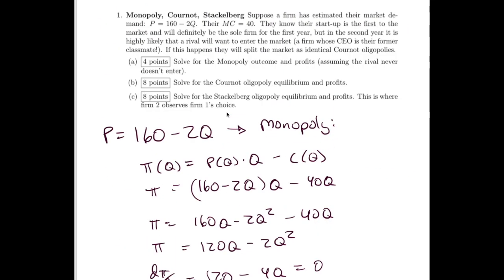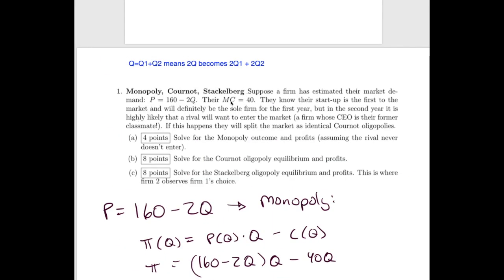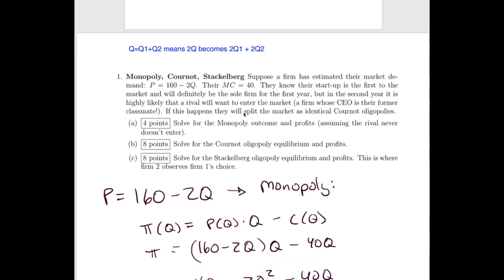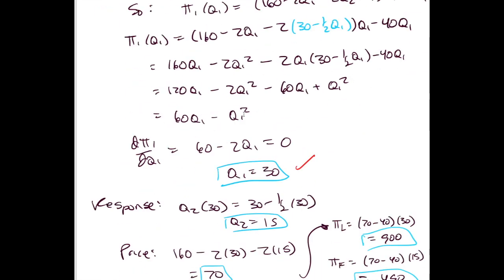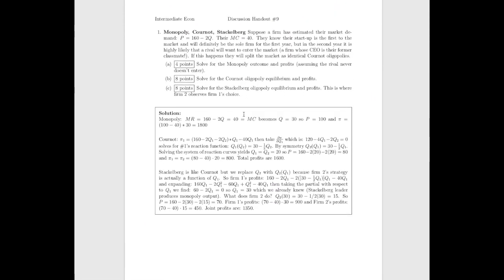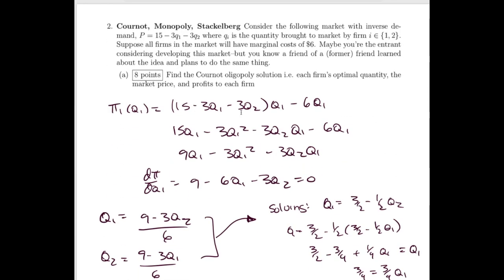So let me show the question for the first one first, and then let me show the question for the second one before I do anything else. That way, if you want to stop the video and work on them, you can. For the second one, I'll study Cournot, monopoly, and then Stackelberg in that order. And here's the inverse demand curve. Here are the marginal costs.